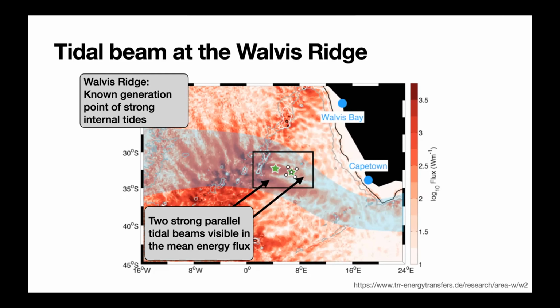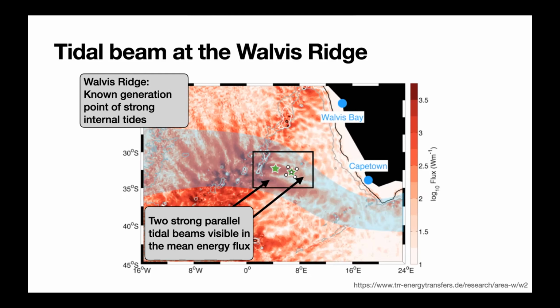beams which start at the Walvis Ridge and then propagate to the east into the Cape Basin. And these beams are what I'm really interested in, and especially the one where you can see these green stars and white dots, which are observational instruments which are still in the water and we will recover during the next month.